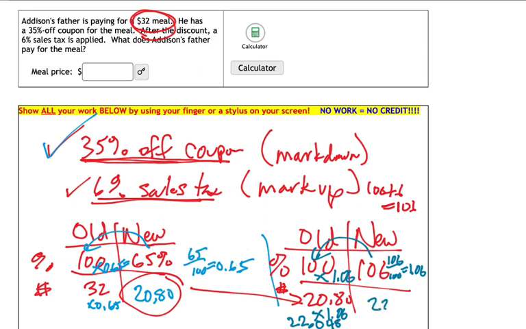But we're talking about money here. So that would be $22.05. And there are times where we do have to do a little bit of rounding here. So we want to make sure that we round to the nearest penny. So 22.048 rounded to the nearest penny is $22.05.